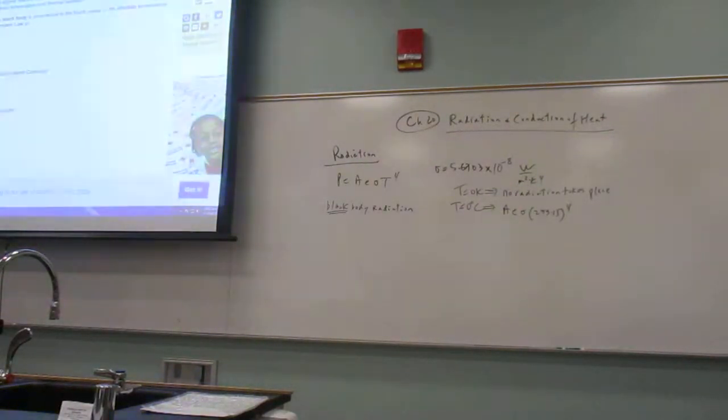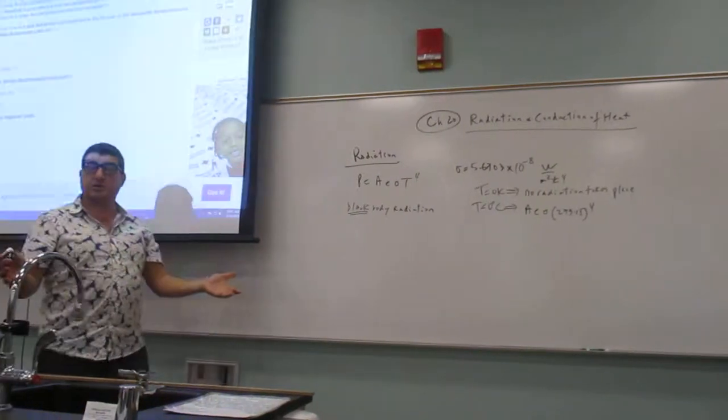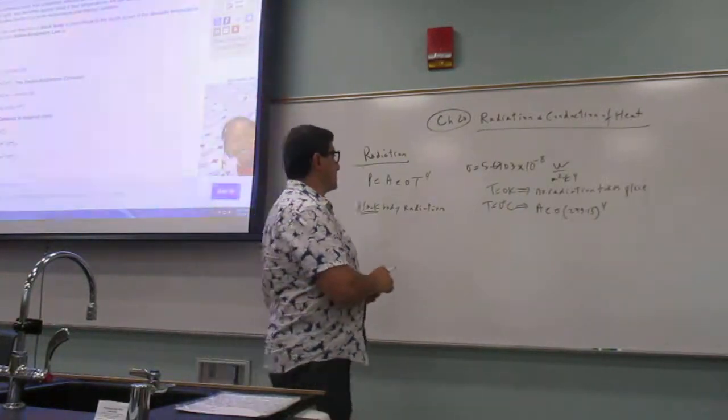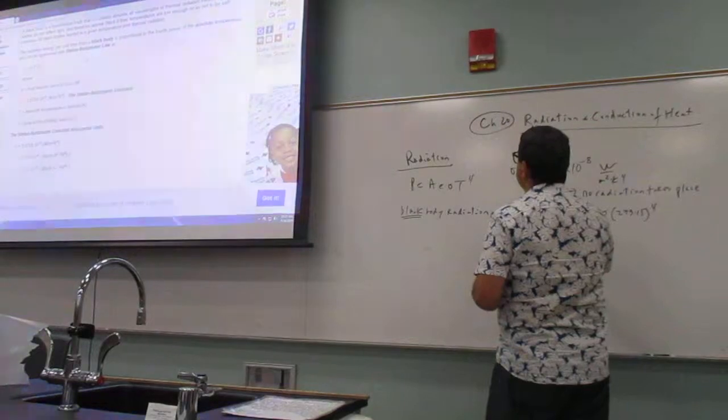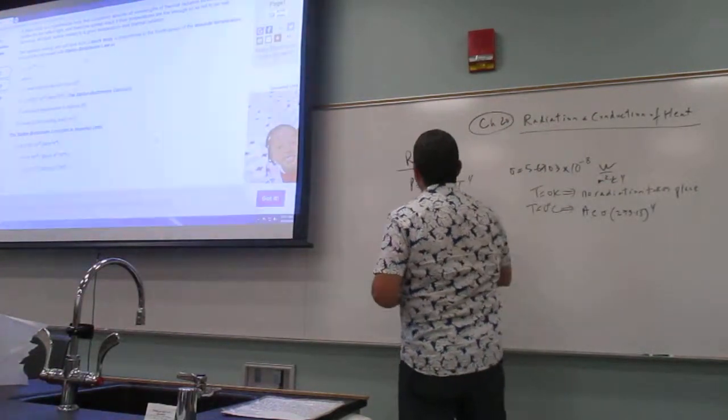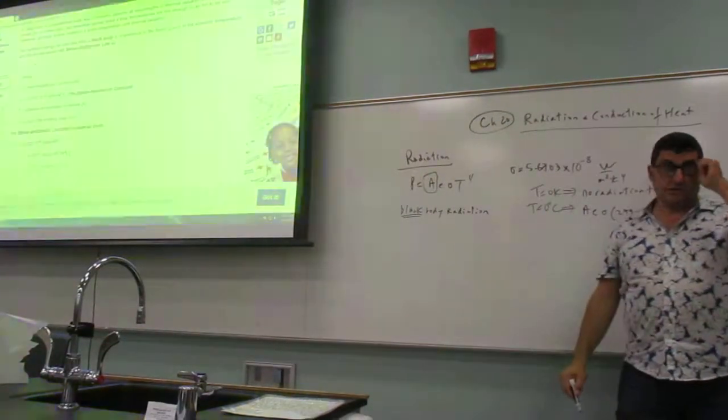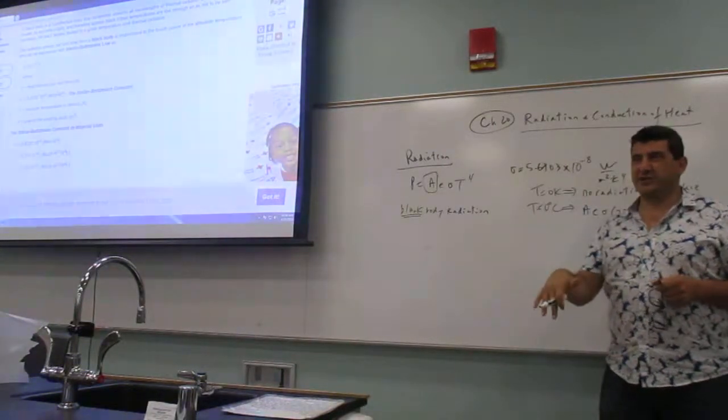T is the absolute temperature. A is the area of the emitting body. So the bigger the surface area of the object, the more it radiates, right? If area is big, you radiate more power. This has a lot to do with biology too.